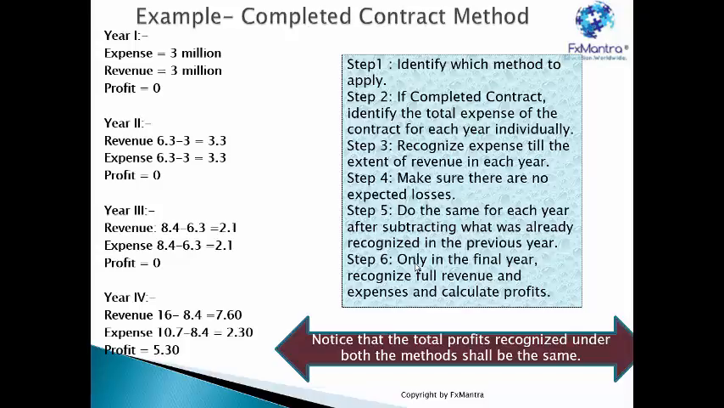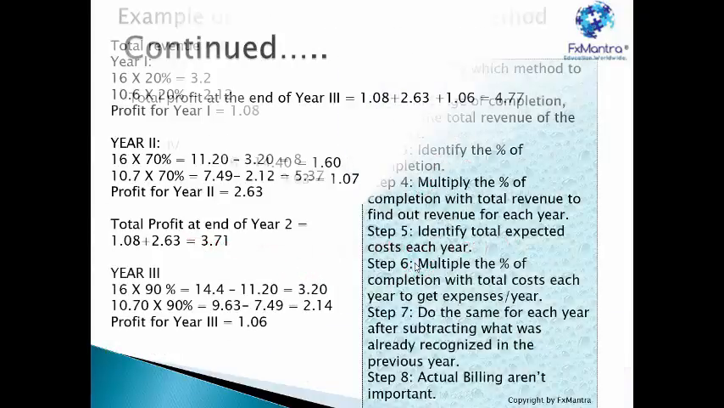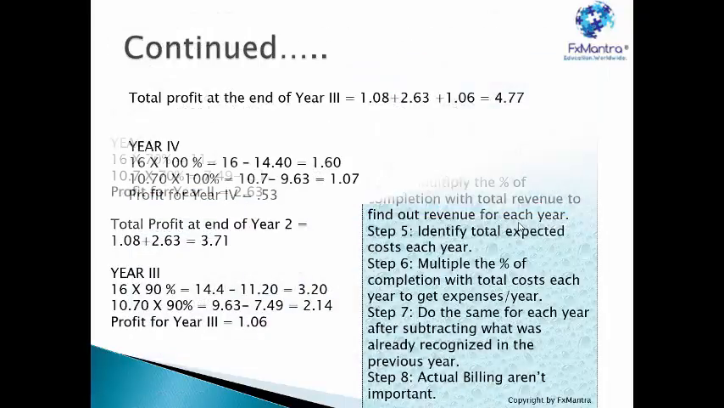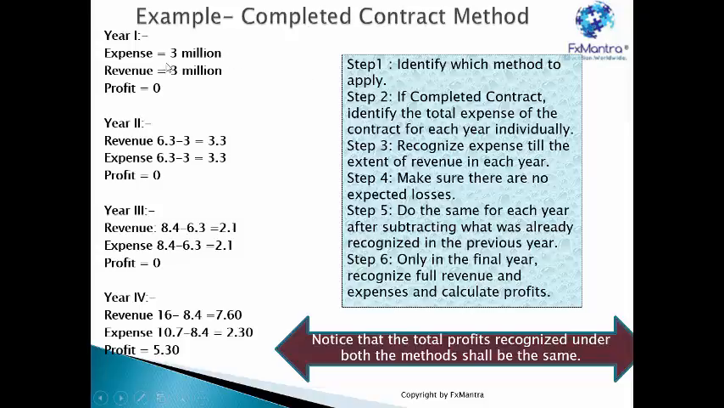expense equal to revenue. In the first year, if you look at the table, you have incurred an expense of $3 million, in the second year 3.3, in the third year 2.1, and in the fourth 2.3. So what we do is we follow in the first year expense equal to 3, so revenue also equal to 3, so that profit equal to 0. In the second year, you can follow the cumulative approach as I taught in the stage of completion method, or you simply know that I have spent 3.3 in the second year, so revenue and expense both have to be 3.3. Similarly for year 3 as well.